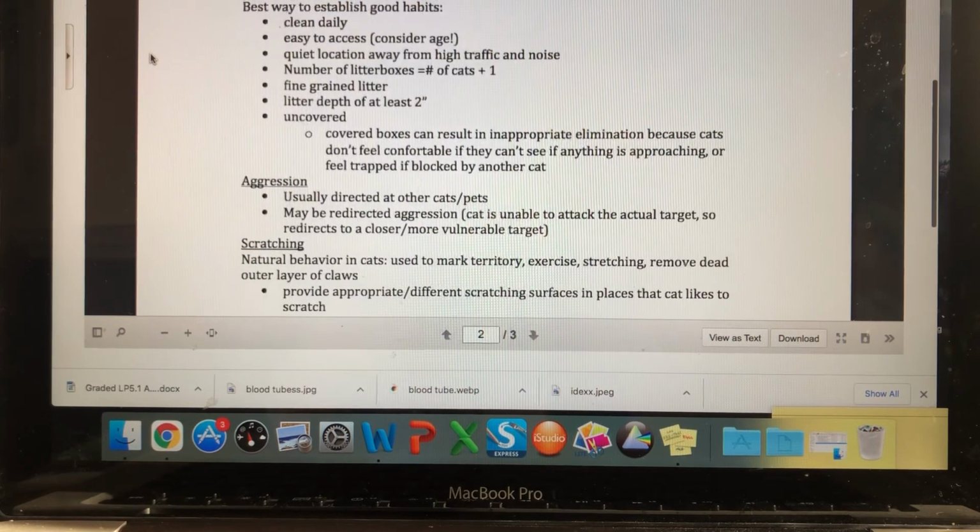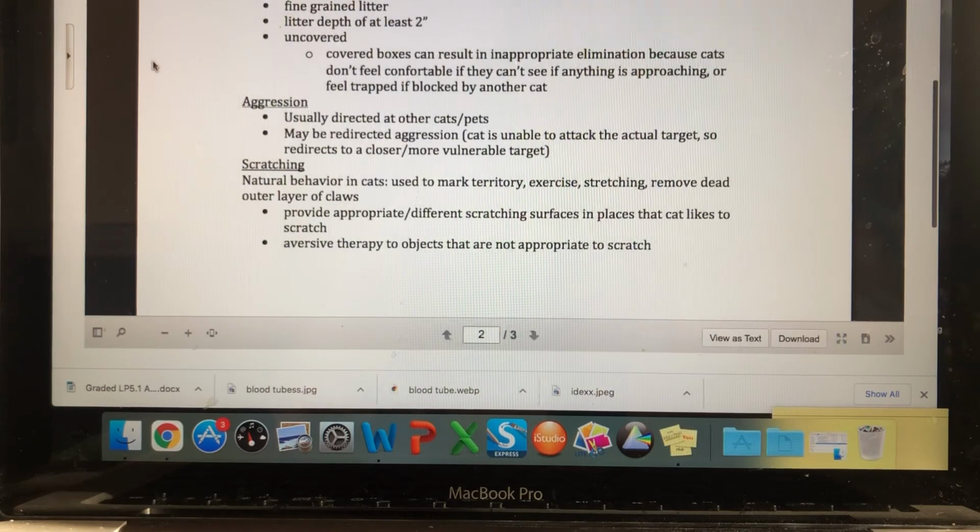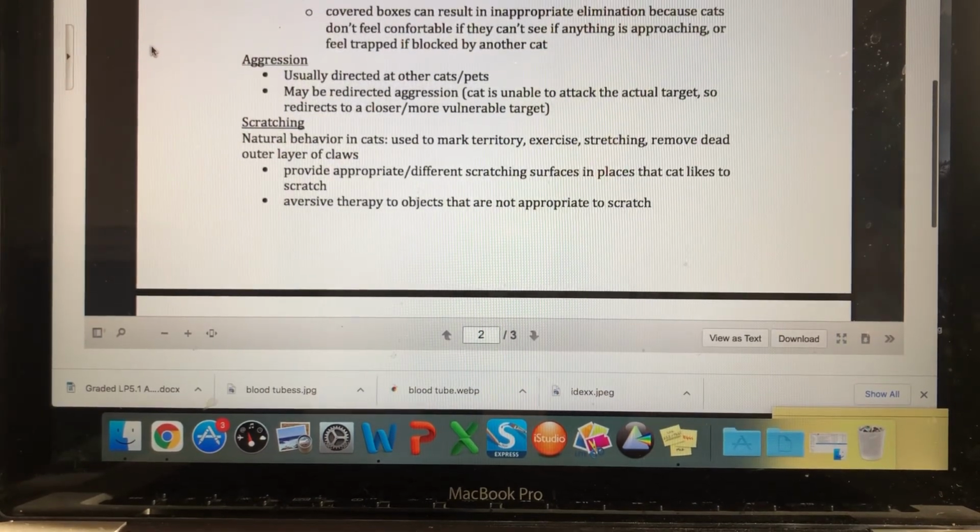Also, aggressive behavior from cats, just as a side note, tends to be more common in cats that have been declawed. So we'll see a lot more biting behavior in those cats because they don't have their claws to try to defend themselves with. And then scratching.